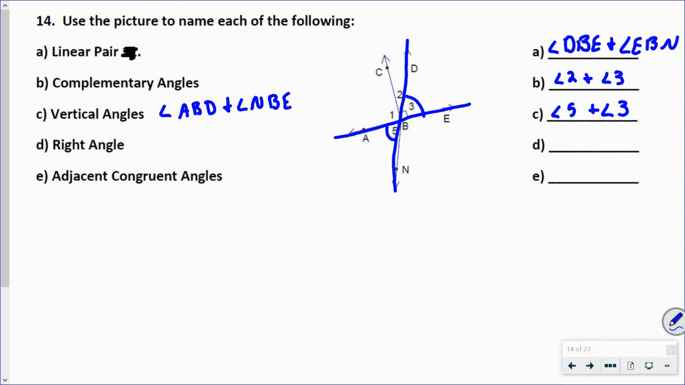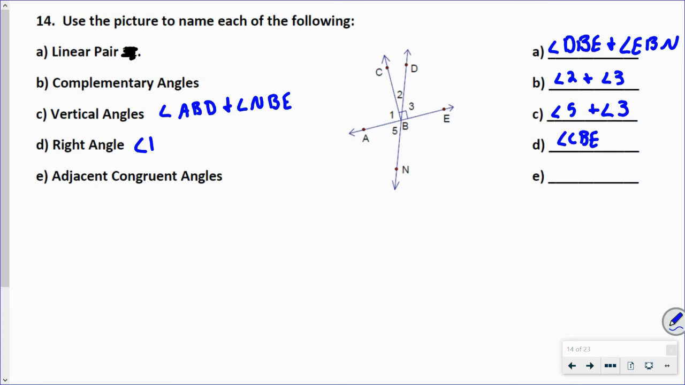A right angle. Okay, let me get this off here. A right angle is a 90-degree angle. There is one very clear one on here, and that is angle CBE. That is a right angle. Now, angle 1 is also 90 degrees because of this line right here. Okay, 90 plus 90 has to equal 180. So that I know is going to have to be 90.